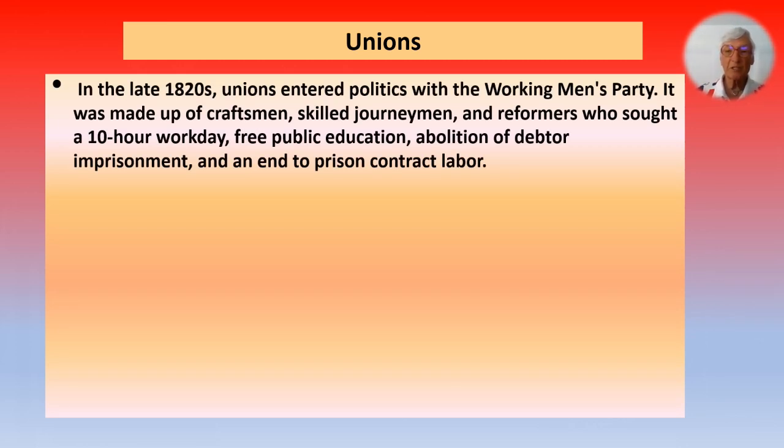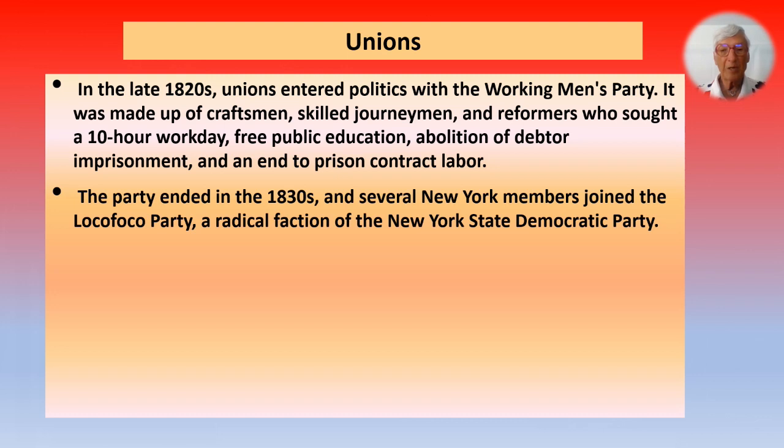In the late 1820s, unions entered politics with the Working Men's Party. It was made up of craftsmen, skilled journeymen, and reformers who sought a 10-hour workday, free public education, abolition of debtor imprisonment, and an end to prison contract labor. The party ended in the 1830s, and several New York members joined the Locofoco Party, a radical faction of the New York State Democratic Party.